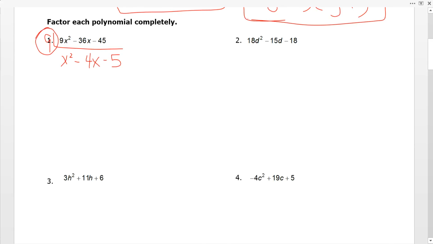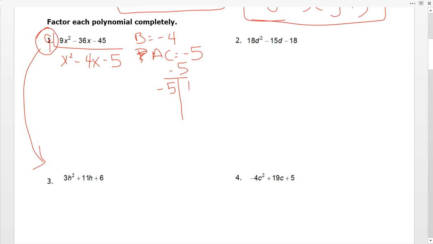I'm going to circle my 9 so I don't forget it at the end, which I usually do. Okay, I'm going to make a box. So my sum is -4, and my product is -5. And for -5, my factors are -5 and 1, because -5 times 1 is -5, -5 plus 1 is -4.